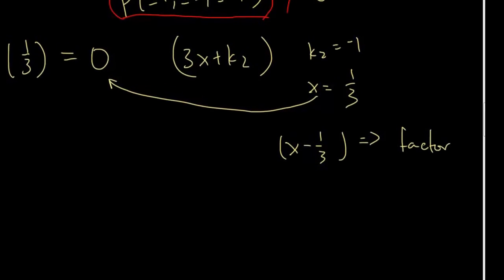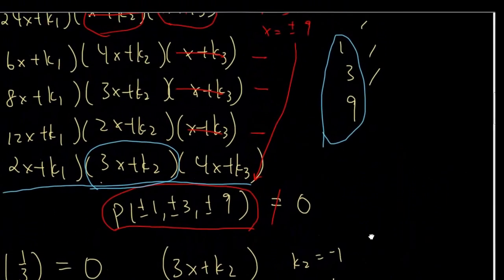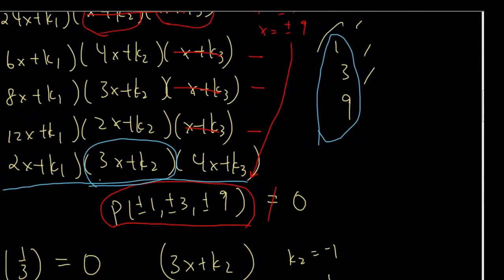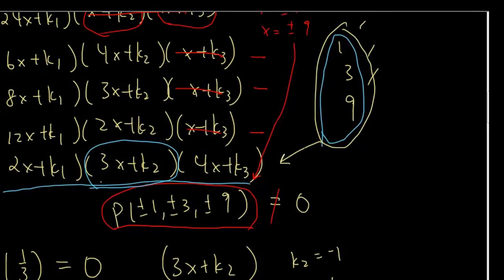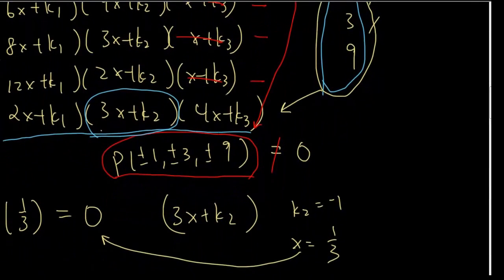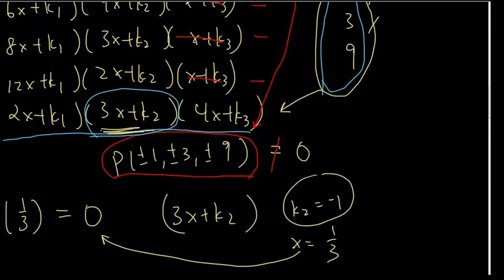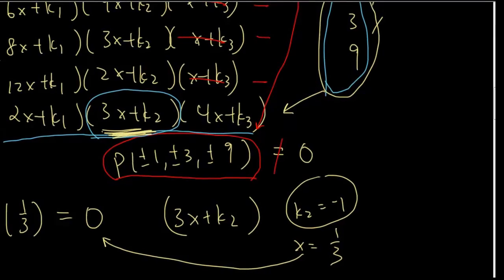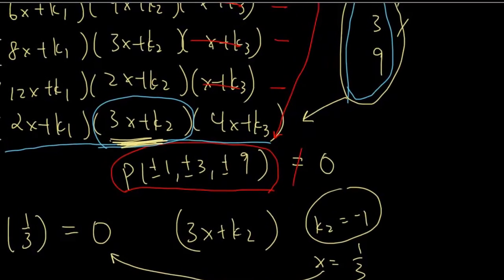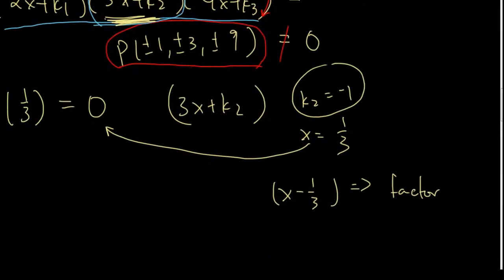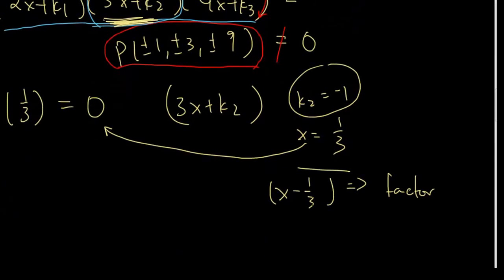How did I get my factor? I put these numbers into my potential factors. In this case I put in -1 into this specific factor, and I tested that x value. That x value is 1 over 3, and that happens to give me a factor because it gives me a 0.